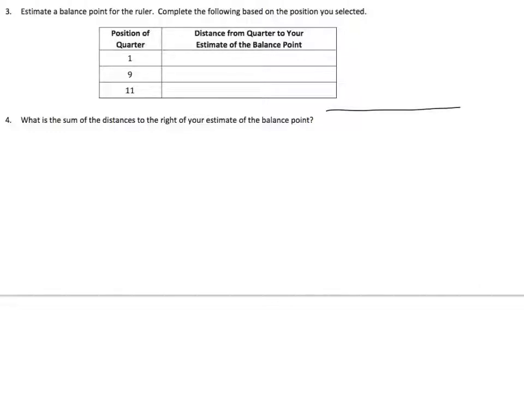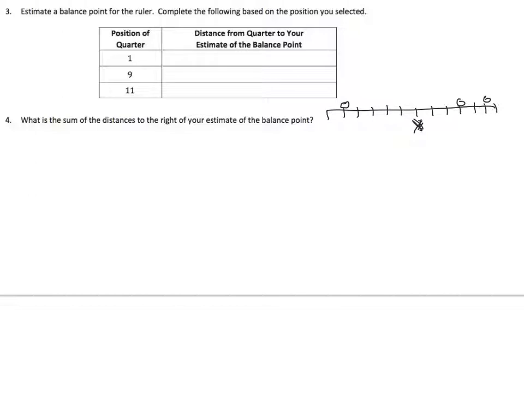I have a ruler. 0, 1, 2, 3, 4, 5, 6, 7, 8, 10, 11, 12. I have a quarter on 1 and a quarter on 9 and 11. Estimate my balance point. So, I don't know. What'd you guys pick? Let's pick 6. 1, 2, 3, 4, 5, 6. Notice I'm just putting an X there.